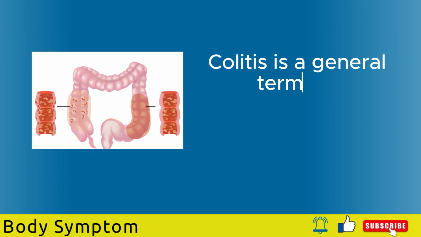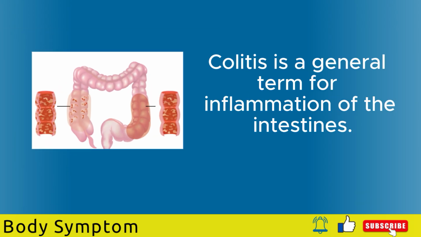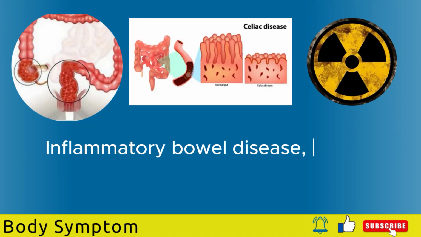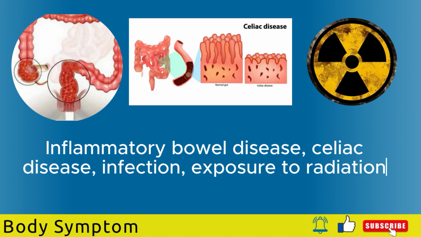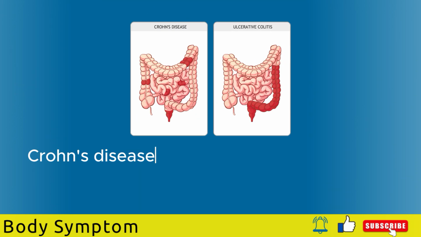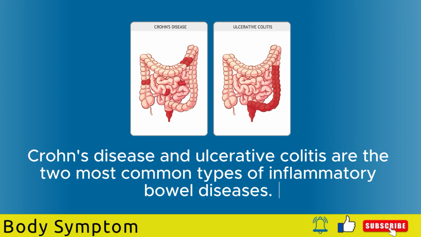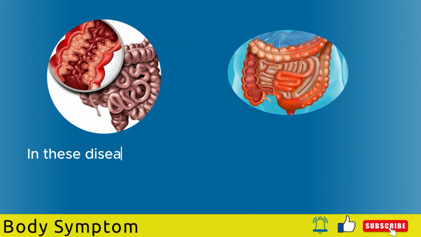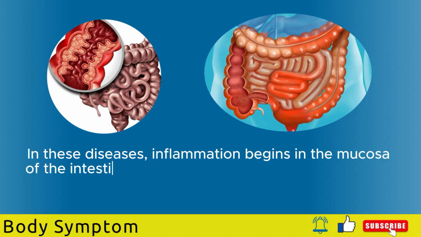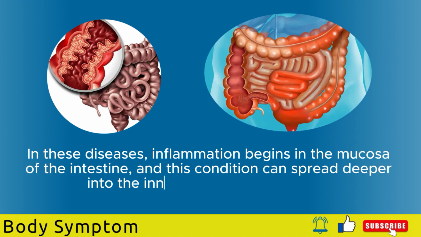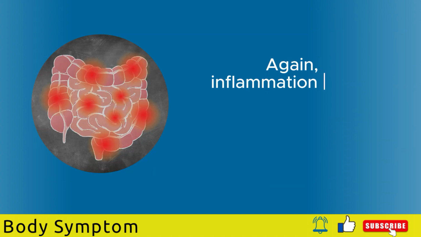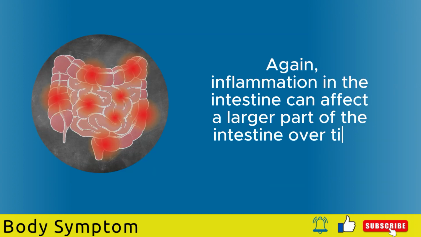Colitis. Colitis is a general term for inflammation of the intestines. Inflammatory bowel disease, celiac disease, infection, and exposure to radiation can cause colitis. Crohn's disease and ulcerative colitis are the two most common types of inflammatory bowel diseases. In these diseases, inflammation begins in the mucosa of the intestine, and this condition can spread deeper into the inner layers of the intestine. Again, inflammation in the intestine can affect a larger part of the intestine over time.